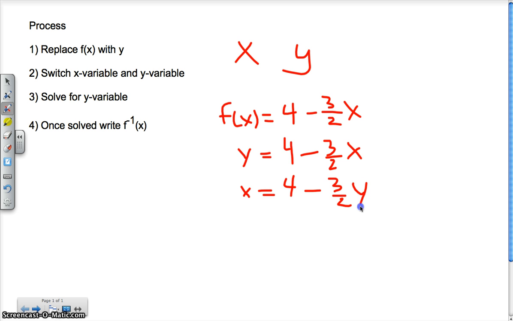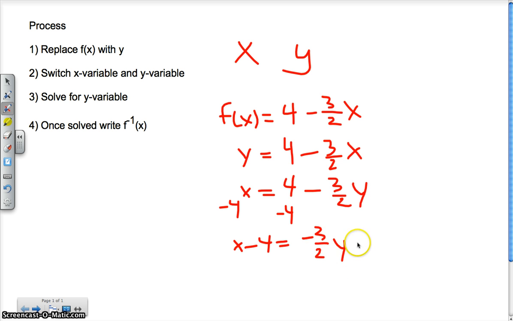Now I need to resolve this equation for y. So this is just a little two-step equation for us. We need to isolate the y variable. I see that I have a 4 here. We're using reverse PEMDAS, right? So I'm going to do my addition and subtraction first. I'm going to subtract this 4 out, and then I can subtract the 4 from this side as well. You do it to one side, you have to do the other. So now I have x minus 4 equals negative 3 over 2y.